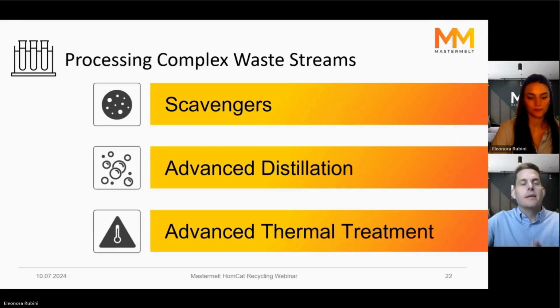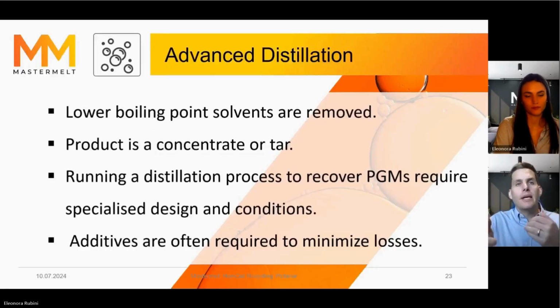So what's next? The next phase we talk about here is the advanced distillation and what that really means. Low boiling point solvents are removed from the matrix. They're boiled off and are held for further concentration or reprocessing. What we're left with is a product of a tar or a concentrate, which can then be sent for thermal pretreatment.